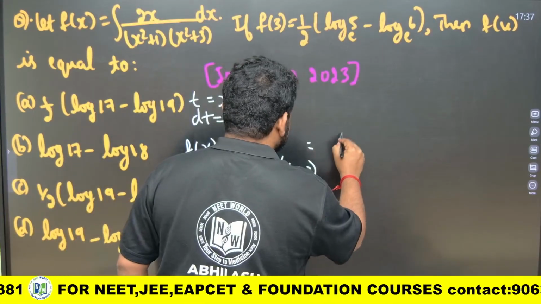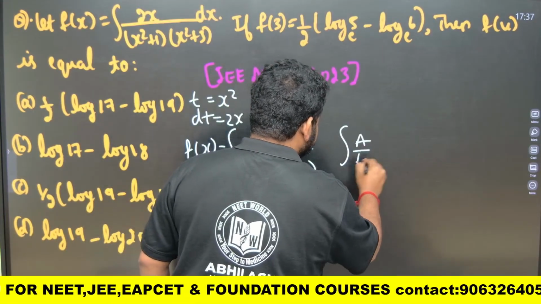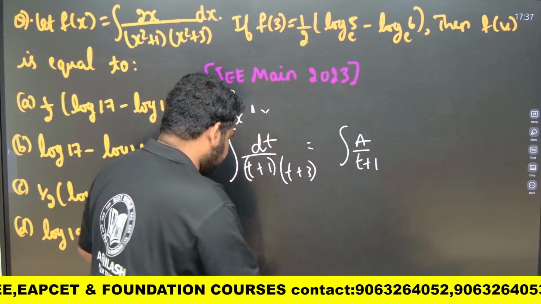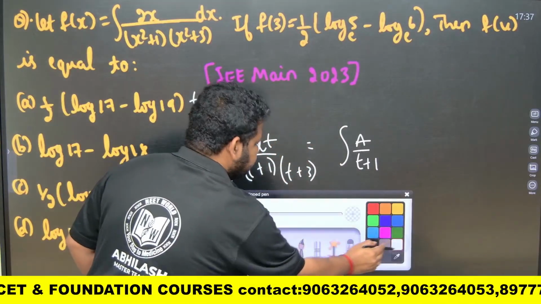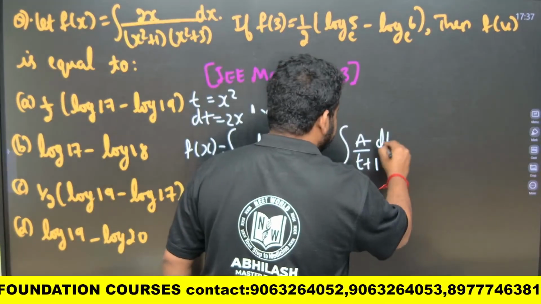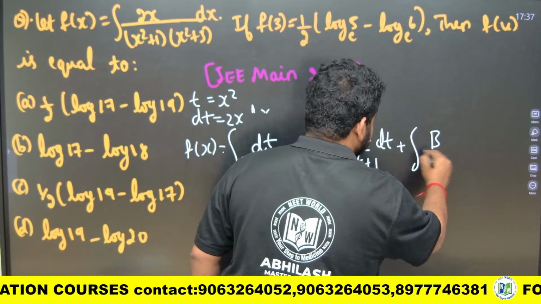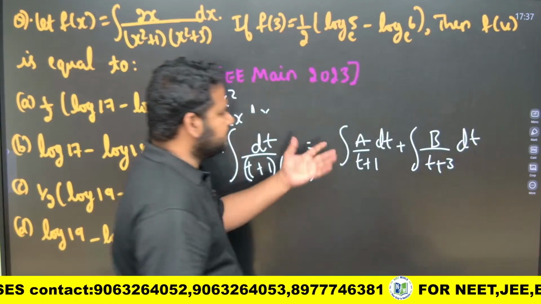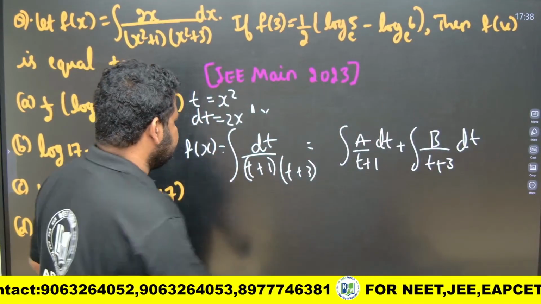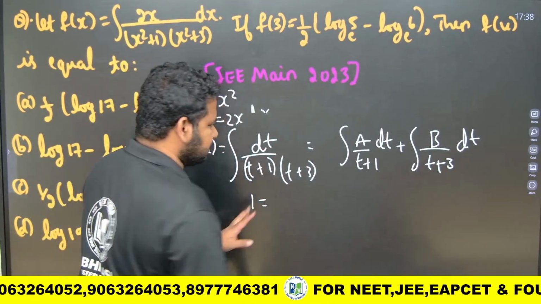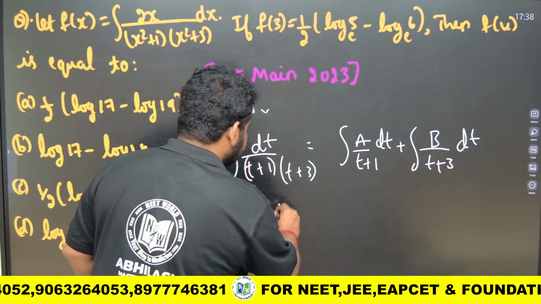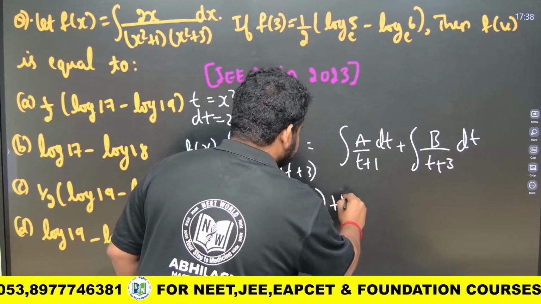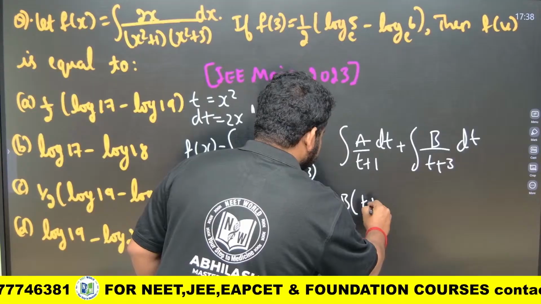This can be written as integral of a by t plus 1 dt plus b by t plus 3 dt. Now I am using partial fraction. It will become simple. Instead of doing quadratic, I made it into linear and I am using partial fraction now. Now, solving this becomes easy. So, 1 is equal to a into t plus 3 plus b into t plus 1, this is what I will get.